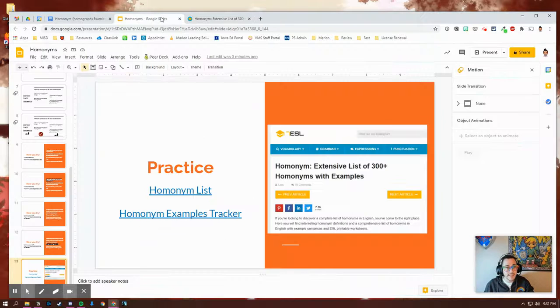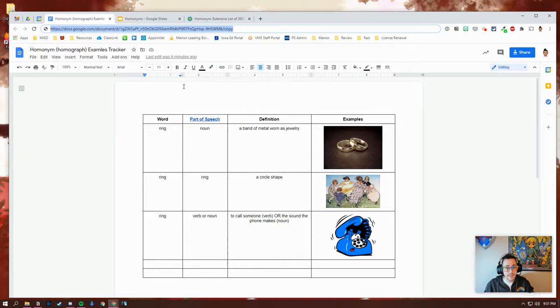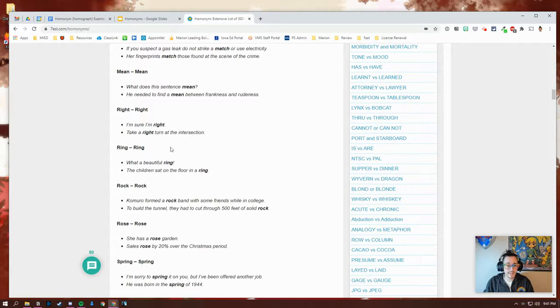The second link is your homonym examples tracker, and with the link that I provide, it'll make you make a copy of this document. So I've filled out a few for ring already. So let's take ring as an example. We have two example sentences here, so I'm going to suggest that we make our own definitions. We have what a beautiful ring, and the children sat on the floor in a ring.